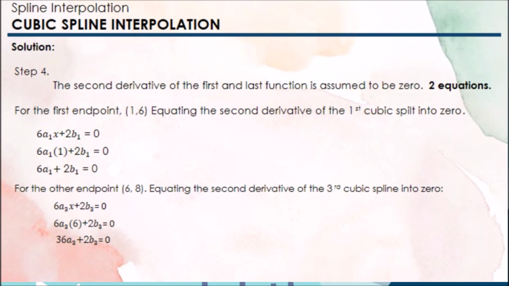So for the other endpoint, this is our last function, considering our last data points. So equating the second derivative of the third cubic spline to 0, we have 6a sub 3 plus 2b sub 3 is equal to 0. And then substituting the value of x, which is 6, we have 6a sub 3 multiplied by 6 plus 2b sub 3 is equal to 0. So that is equal to 36a sub 3 plus 2b sub 3 is equal to 0. So this will be our 11th equation, and this will be the 12th equation.